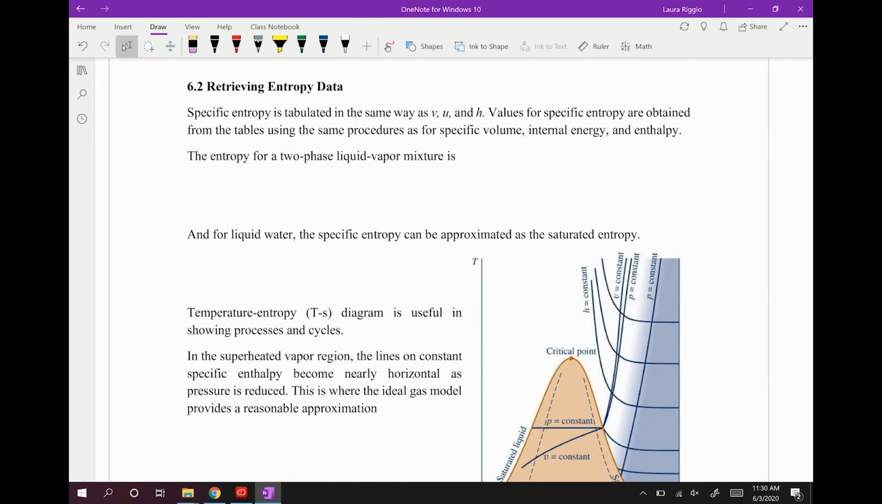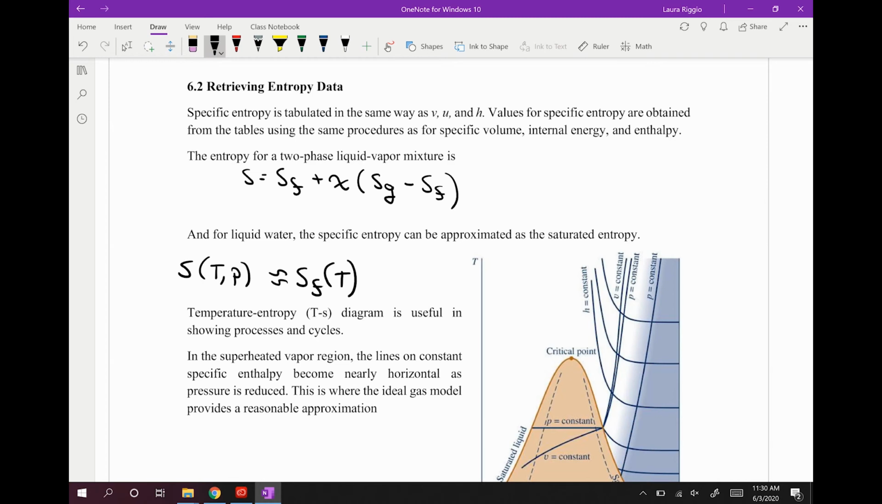So where do we retrieve our entropy data? Well, we're going to retrieve our entropy data from our tables, very similarly to how we retrieved our specific volume, specific internal energy, and specific enthalpy values. The entropy for a two-phase liquid-vapor mixture is equal to our saturated liquid specific entropy plus our quality times the difference between our saturated vapor and our saturated liquid specific entropies. For liquid water, just like for our other properties, we can approximate the value of our specific entropy at a given temperature and pressure as the saturated liquid specific entropy at a given temperature.